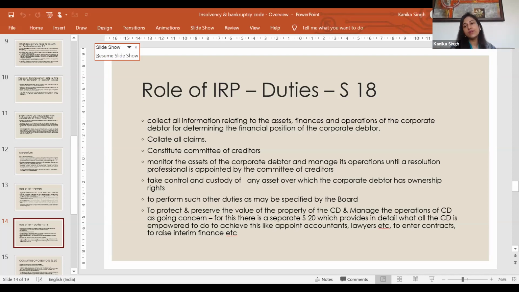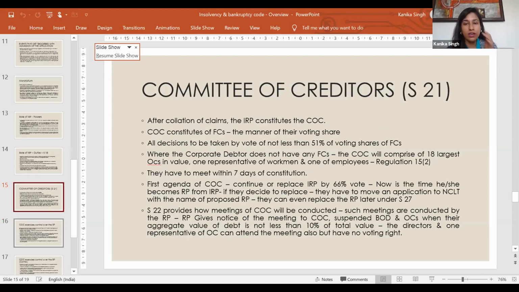The next important thing that we move on to is the committee of creditors. So once the IRP has been appointed, it cannot be that he is left on his own. He cannot become all powerful. So there needs to be a check on him. The check on him is the committee of creditors, who basically will take all decisions. Now, the committee of creditors is constituted comprising financial creditors. This is important. Operational creditors ordinarily do not form a part of the committee of creditors.